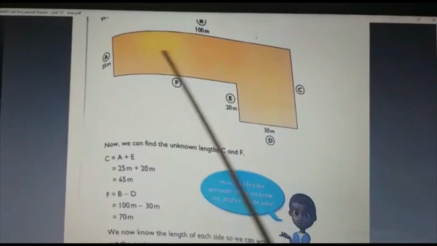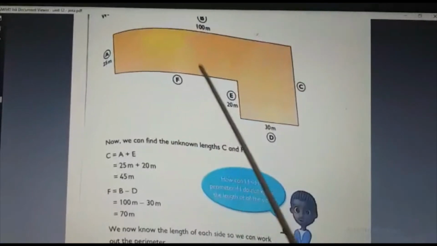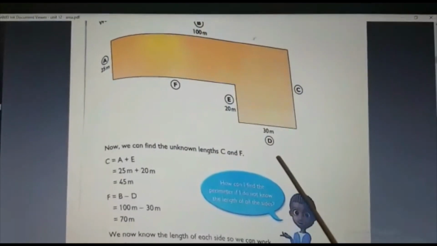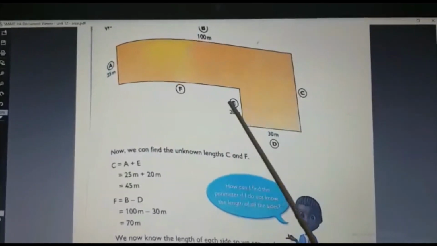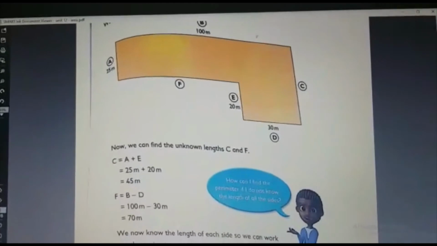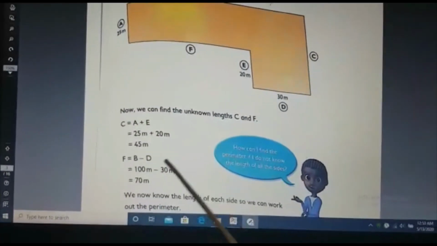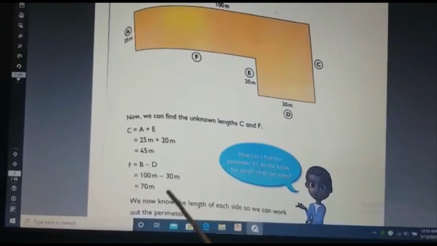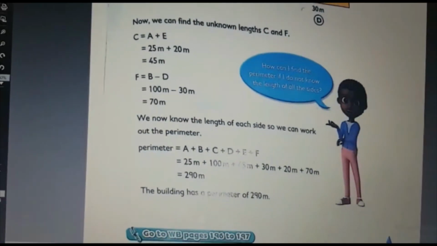So full B is equal to 100. D is equal to 30. So what will be F? From the big, we need to subtract this, is it? So 100 minus 30 gives you F. So F is equal to B minus D. Is it clear for you? So it is given here, look. F is equal to B minus D, that is 100 meter minus 30 meter, that is equal to 70 meter. Now nothing is unknown to us.